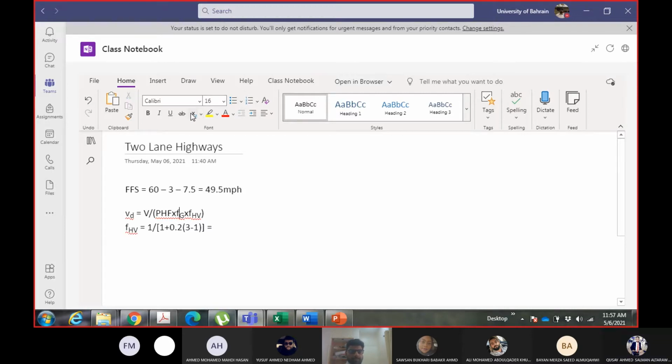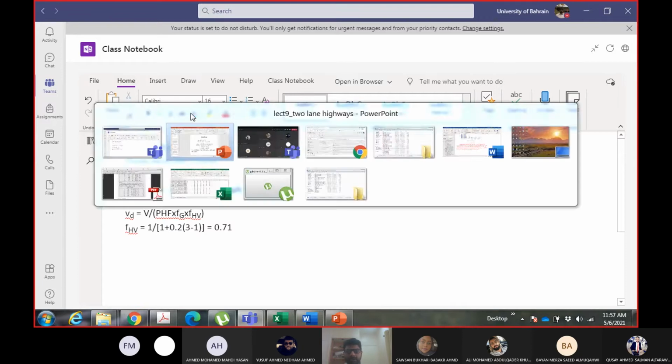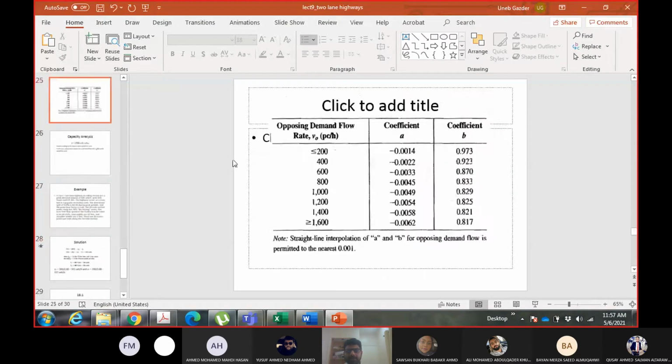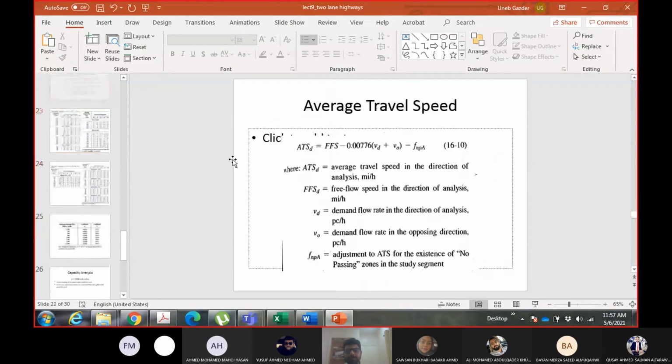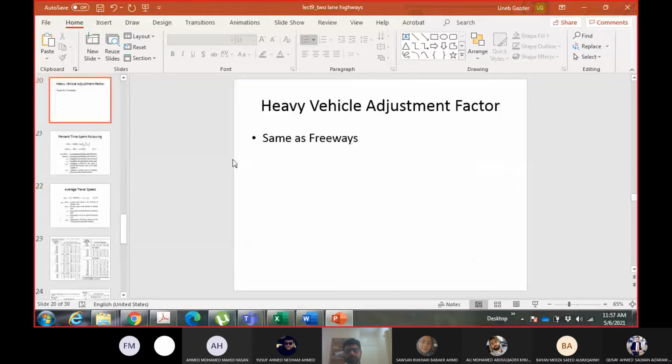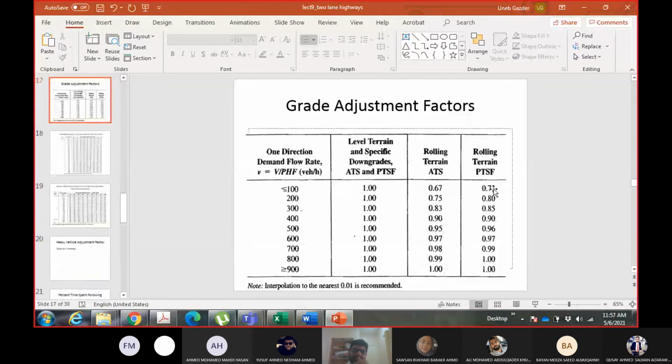0.71. 0.7. Then I need FG. Now FG, the gradient adjustment factor, you can see it depends upon terrain. Now I have rolling terrain.